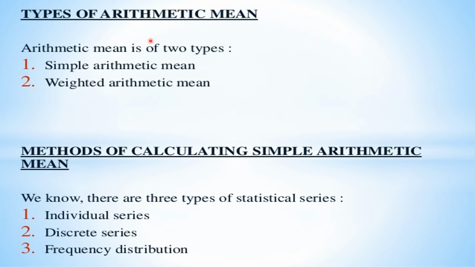Now coming to types of arithmetic mean. Arithmetic mean is of two types, that is simple arithmetic mean and weighted arithmetic mean. These both things we will be learning one by one. First we will learn about simple arithmetic mean, and that is the methods of calculating simple arithmetic mean. There are three types of statistical series to calculate simple arithmetic mean, and as we have learned earlier, in individual series only data will be given to us. In discrete series we will have data along with the frequency, and in frequency distribution we will have class intervals along with the frequency. So there will be different methods of calculating simple arithmetic mean under these different statistical series.